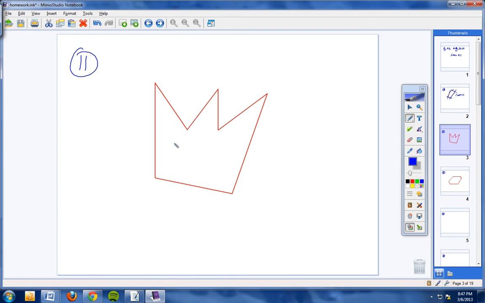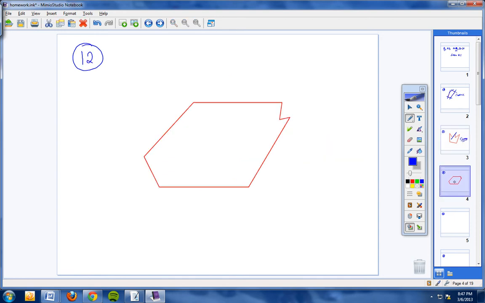Number 11, if just one side goes on the inside of the polygon when you extend it, then it's concave. And look at this. Here's one side right here. If I take this side and I extend it one direction and then extend it the other direction, booyah, it's on the inside. I can stop right away and confidently state concave. Moving on to number 12.